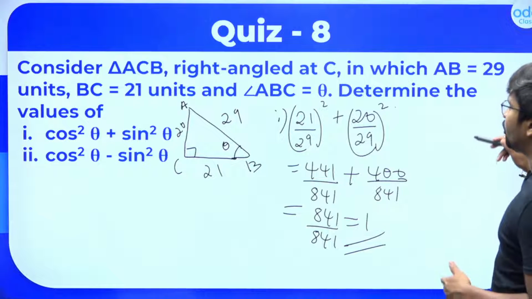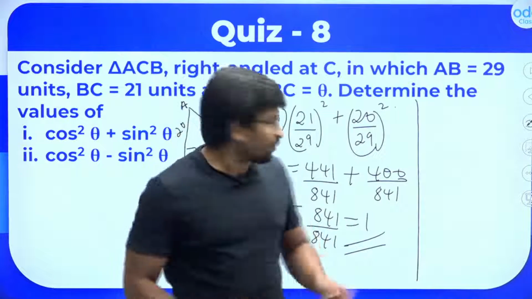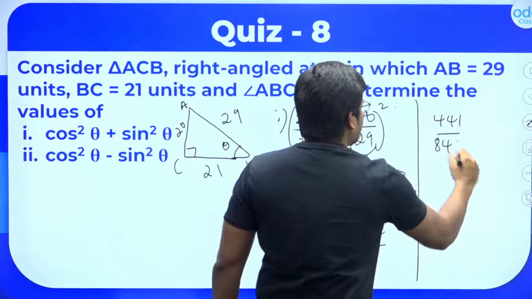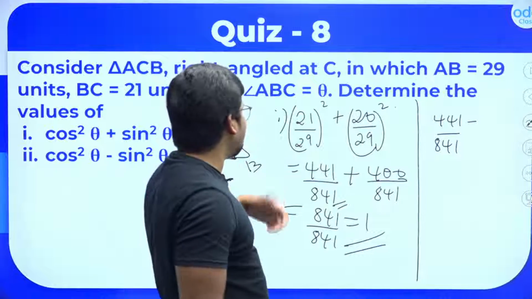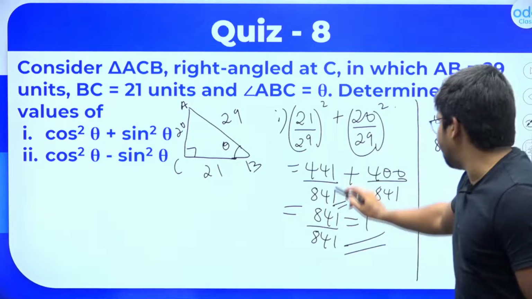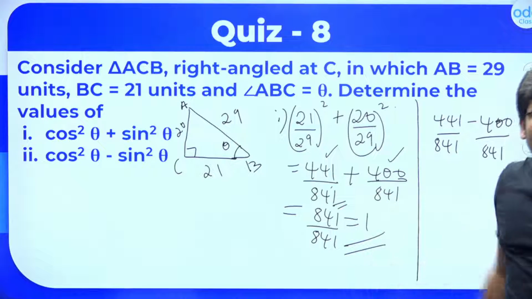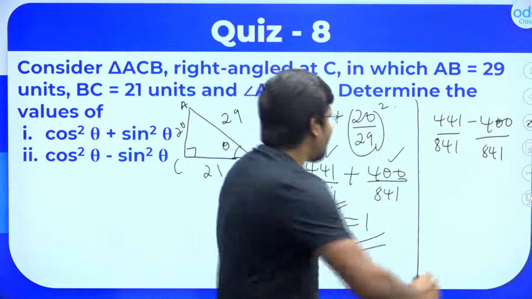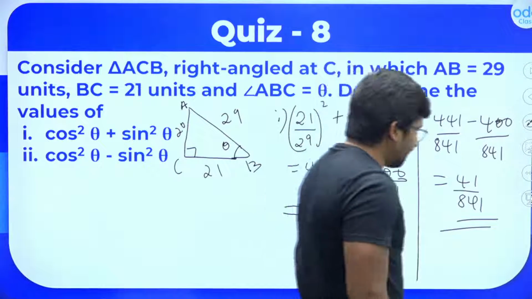So it is 1. Next one, you need the value of cos square theta minus sin square theta. What is cos square theta? We have already found it as 441 divided by 841 minus sin square theta, which is sin theta is 20 by 29 the whole square, which is 400 divided by 841. Directly from here I am writing. You have seen the calculation, right? Because cos square theta is this itself, sin square theta is 400 by 841 itself. Earlier you added, now you are subtracting. That's it. So that should be 41 divided by 841. This is the value of cos square theta minus sin square theta.